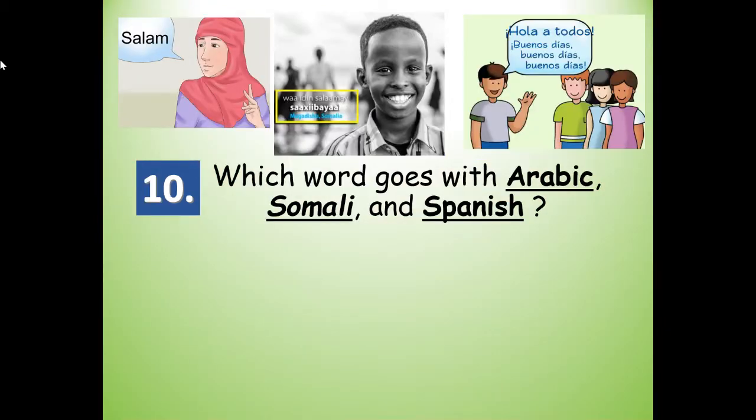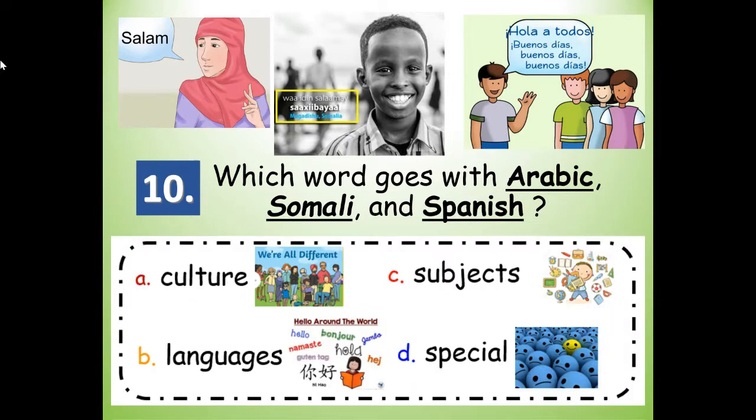Number 10. Which word goes with Arabic, Somali, and Spanish? Would it be culture? Would it be languages? Or would it be subjects? Or special?